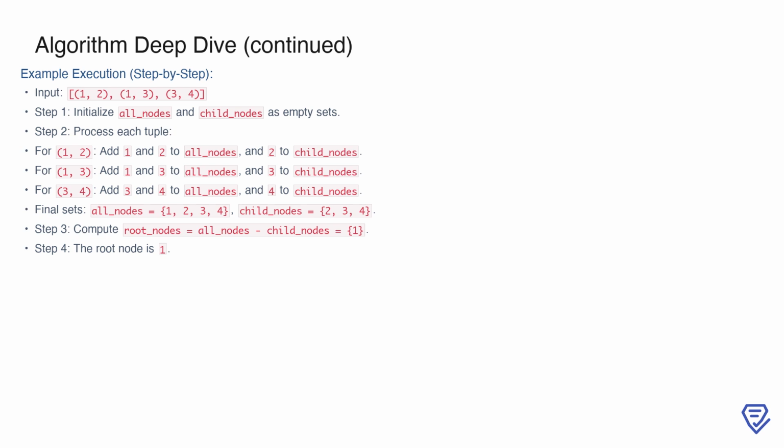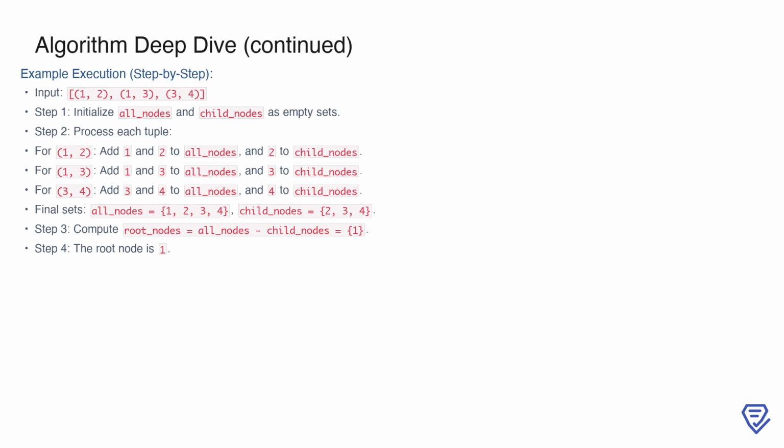For the second tuple, (1, 3), we add 1 and 3 to all_nodes, and only 3 to child_nodes. For the third tuple, (3, 4), we add 3 and 4 to all_nodes, and only 4 to child_nodes. At the end of this process, all_nodes contains 1, 2, 3, 4, and child_nodes contains 2, 3, 4.